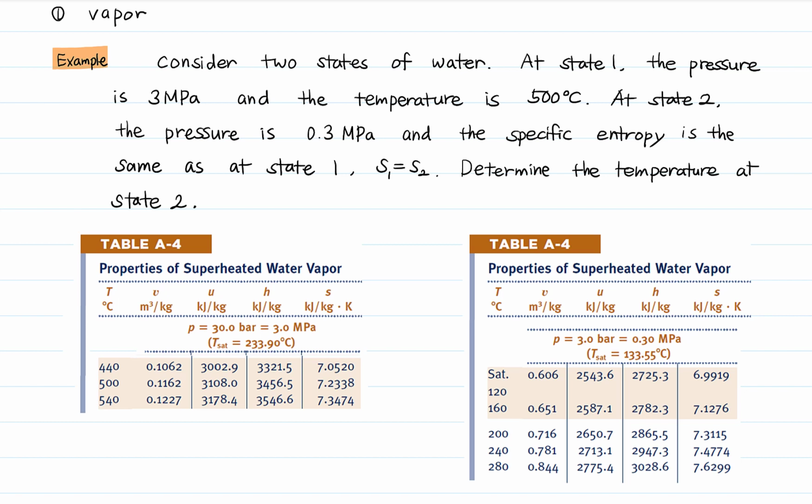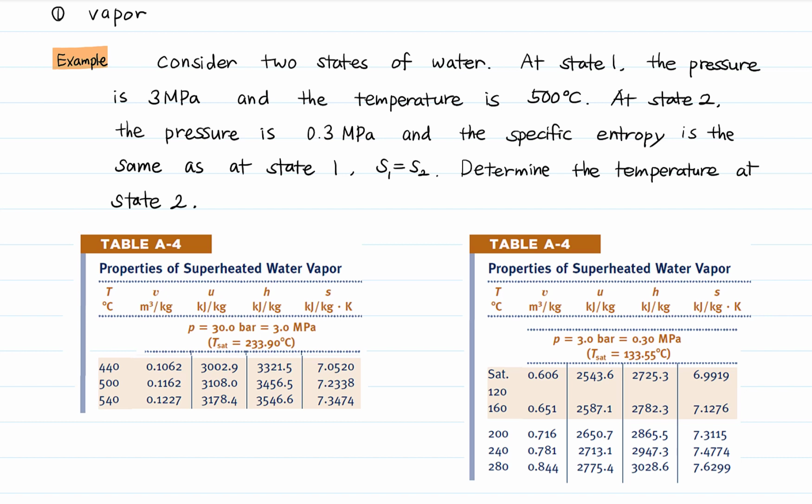Let's work on a problem. Consider two states of water. At state 1, the pressure is 3 megapascal and the temperature is 500 degrees Celsius. We know two properties. They are intensive and independent, so we can fix the state. At state 2, pressure is 0.3 megapascal. The specific entropy is the same as at state 1. So at state 2, pressure is given and the specific entropy is the same as state 1, so we can fix the state. Determine the temperature at state 2.